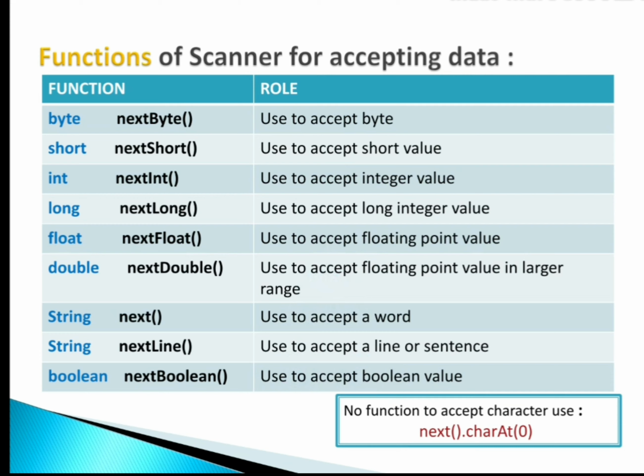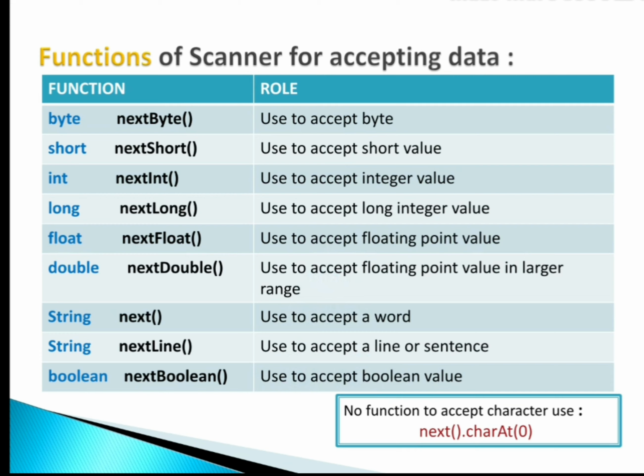And one more thing, for accepting a character, there is no function. That's why if you want to accept a character, then you have to write next() dot charAt(0). charAt(0) is a function of String, and you are accepting the first letter from a string.